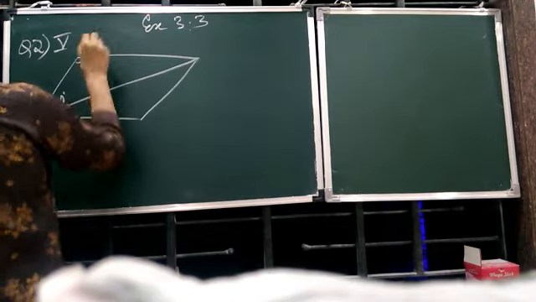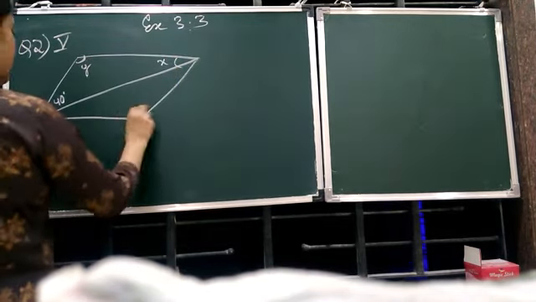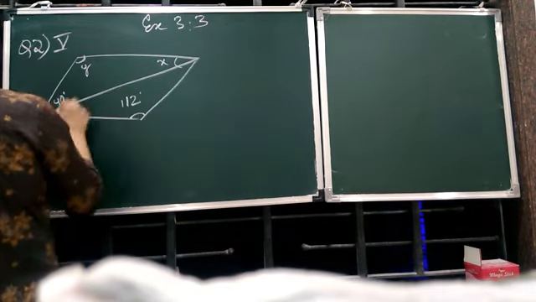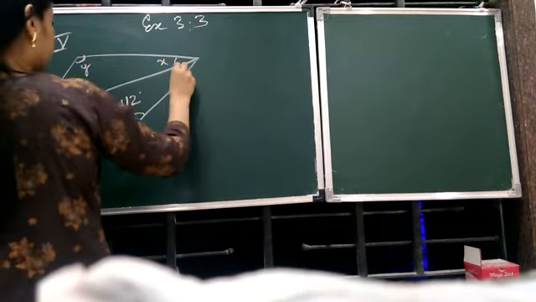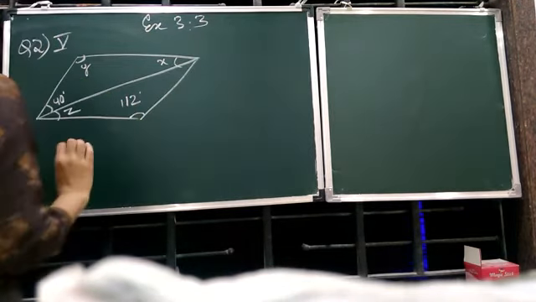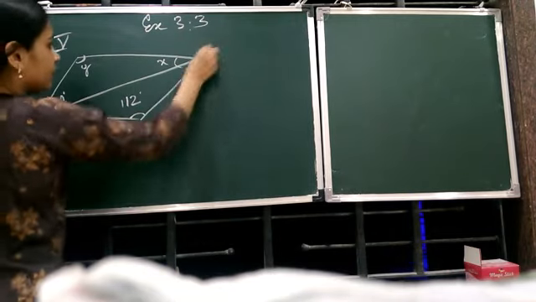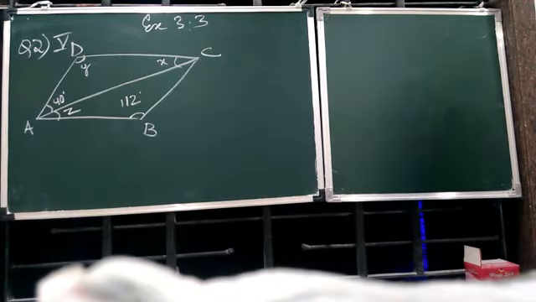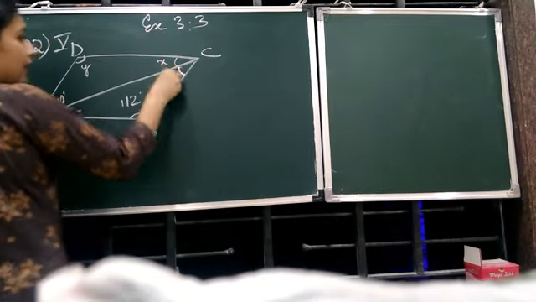This is Y. This is X. This is 112 degrees. This is Z. That's it. Correct? Let us name it A, B, C, D. Now let us name this angle as 1. Okay, this is angle 1.